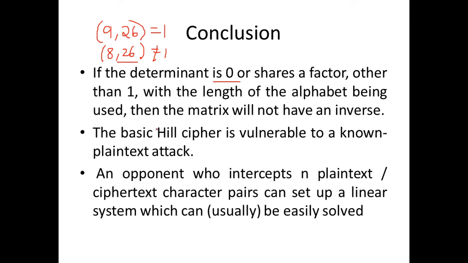And the basic Hill cipher is vulnerable to a plain text attack. That is, if an opponent knows a combination of plain text and ciphertext pairs, he can very well solve that easily. An opponent who intercepts n plain text and ciphertext character pairs can set up a linear system which can usually be easily solved. So whatever Hill cipher that we have seen now is vulnerable to a known plain text attack.